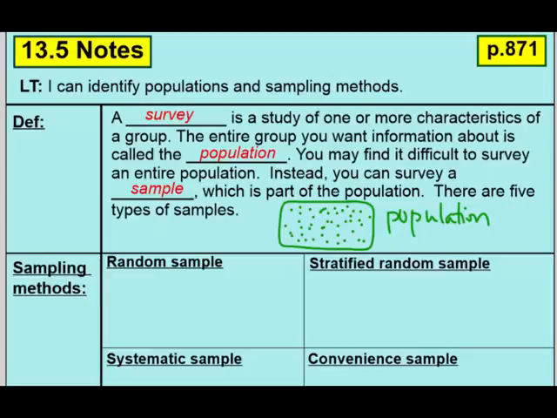However, when you take a survey, say you wanted to take a survey of your favorite food, you're not going to be able to survey every single person in the population that you choose. So people choose to take a sample out of the population. Okay, a sample is a part of the population that's taken out to represent the population.